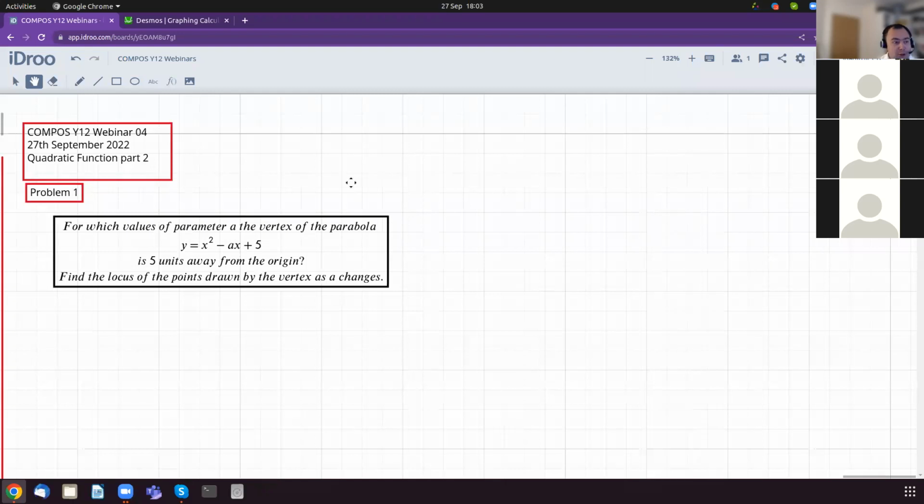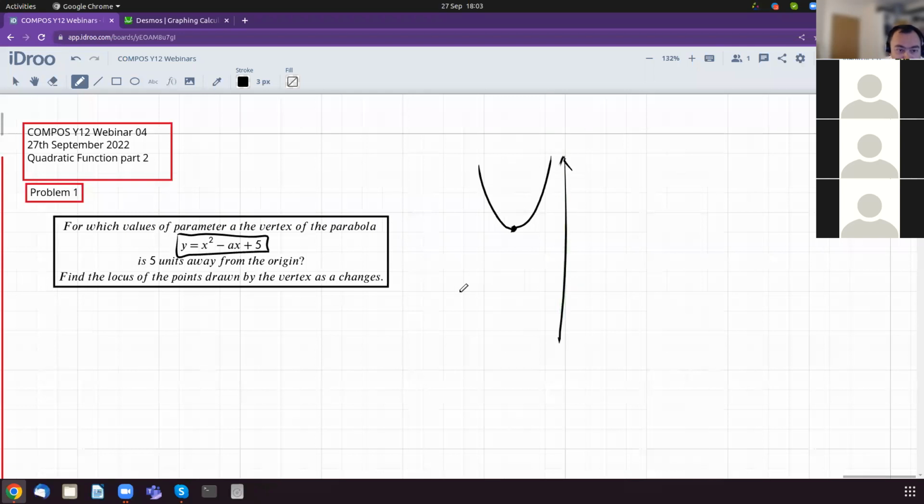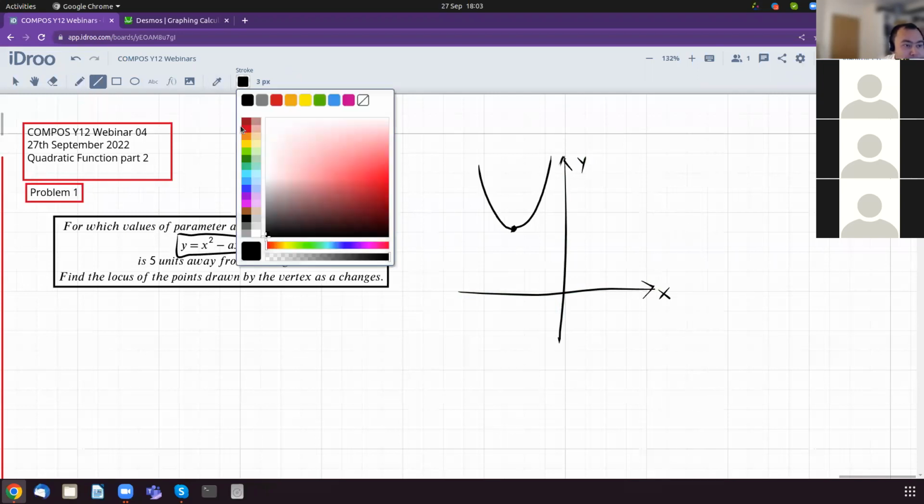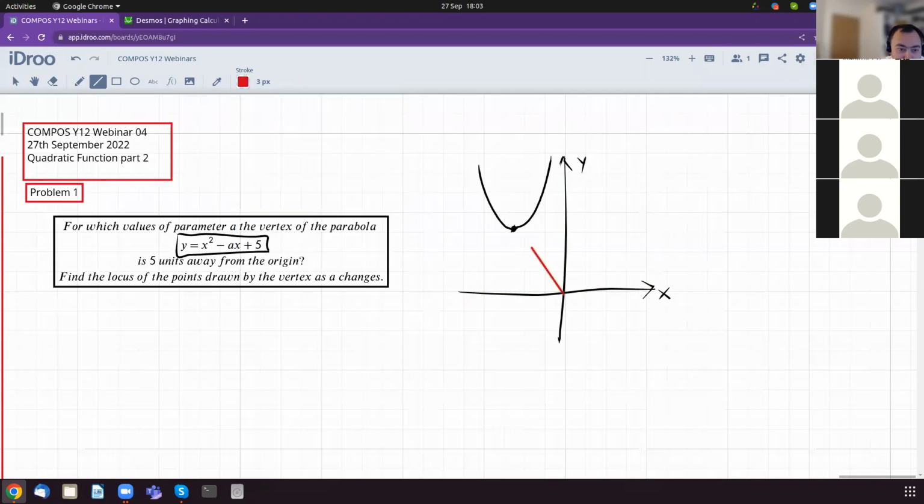Okay, so what are we trying to achieve? Well, we have a parabola, but it has a parameter. The parameter is a. And we know it's an upwards facing parabola, and we need to know where the vertex is. And the vertex has to be 5 units away from the origin. So if we draw a straight line from the origin to that point, the length should be 5.